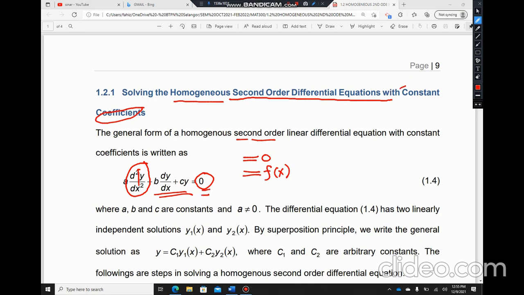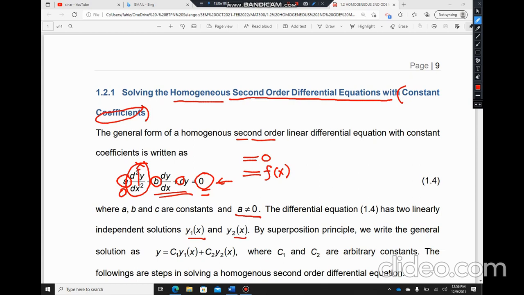And then another one is constant coefficient. What is the meaning of constant coefficient? Maksudnya kat depan ni dia cuma bagi nilai yang constant, which is for example this one A, B and C, just a value. Okay, where A, B and C are constants and A is not equals to 0. So A tak boleh sama dengan 0 sebab kalau A 0 kat sini, so dia dah tak jadi second order linear differential equation.